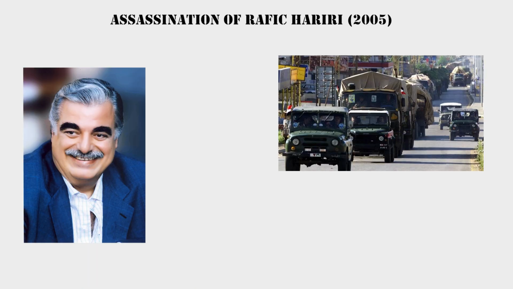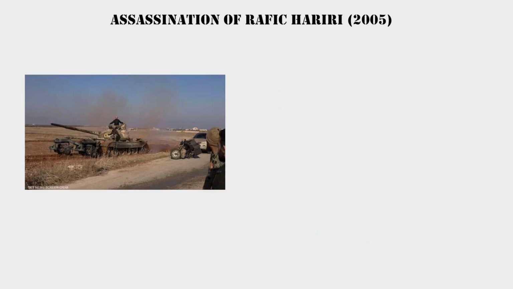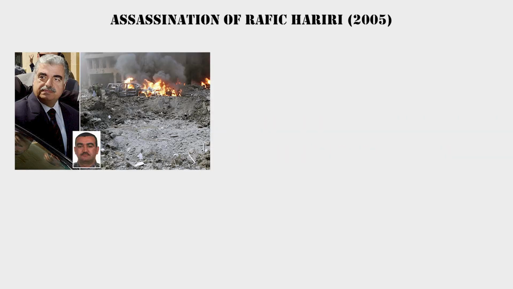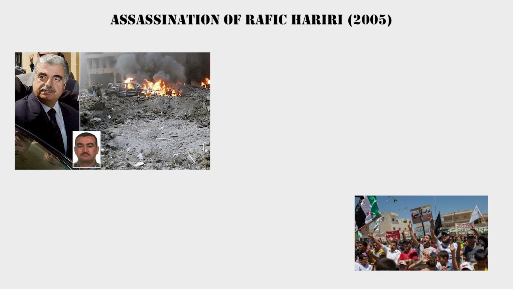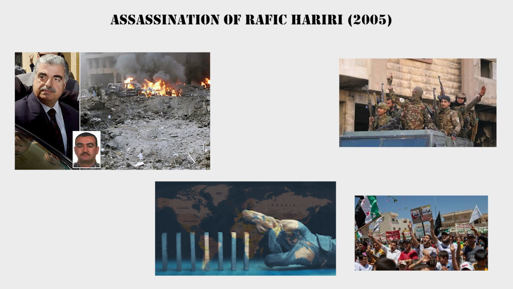Hariri had opposed Syrian influence in Lebanon, and his death triggered widespread protests known as the Cedar Revolution. International pressure forced Syria to withdraw its troops after nearly 30 years of occupation. However, the assassination also deepened sectarian divisions, fueling instability and sporadic violence that would contribute to later conflicts in the region, including spillovers from the Syrian civil war.